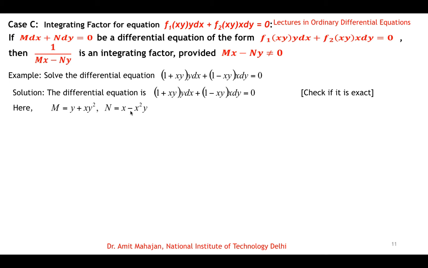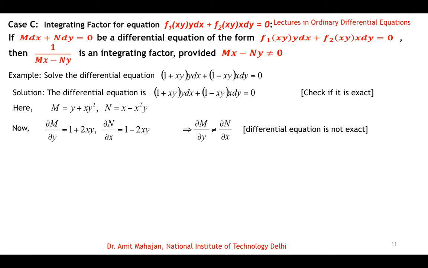So with this y plus xy square and x minus x square y, first calculate M derivative y and N derivative x. So clearly these two quantities are not equal, so the differential equation is not exact. But the given differential equation is of this form. Okay, so some function of xy, the function is here (1 plus xy) y dx plus a second function of xy which is (1 minus xy) x dy equal to 0.